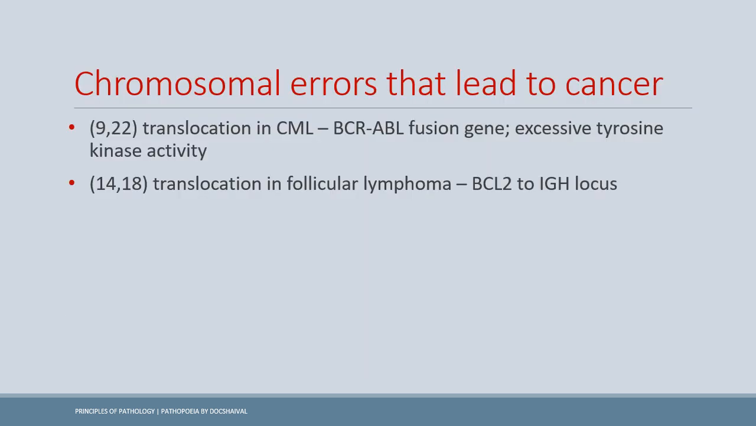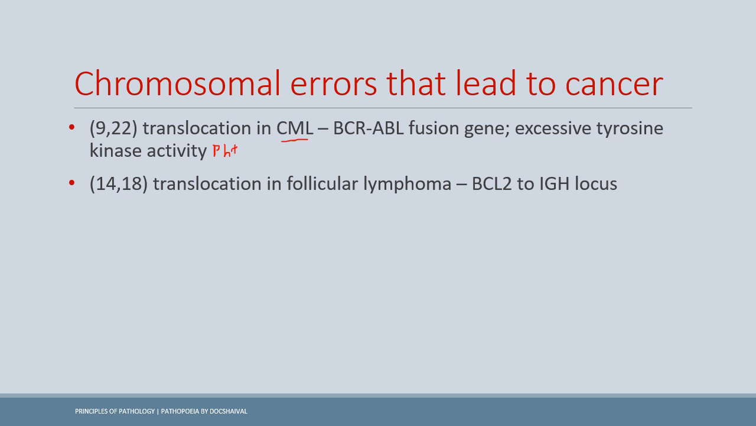Now, lastly, I would like you to know that chromosomal errors also lead to cancer. I have included the most important examples over here. Obviously, we are going to discuss these again, and a few more examples, when we discuss the systemics later. One of them is the 9;22 translocation. It is involved in CML, chronic myelogenous leukemia, and the 9;22 translocation is also called Philadelphia chromosome positive.